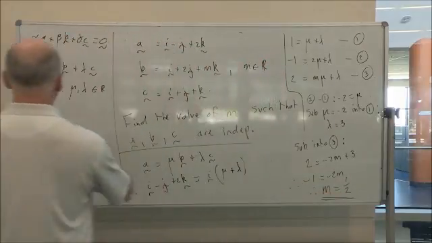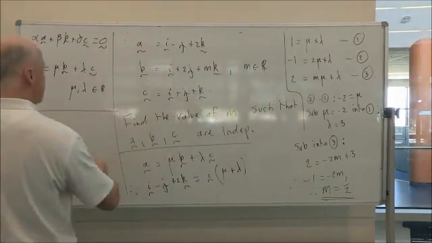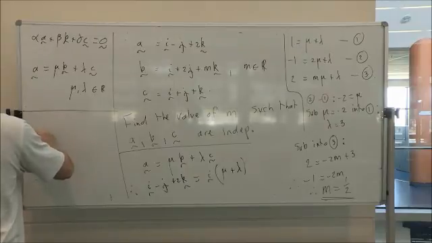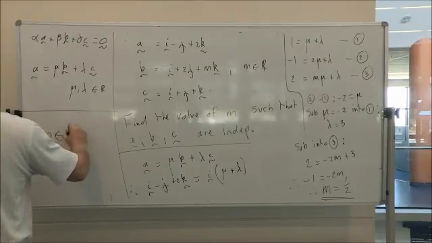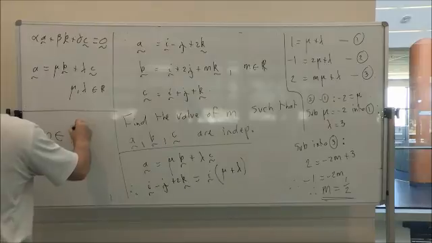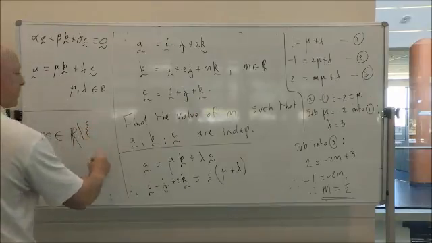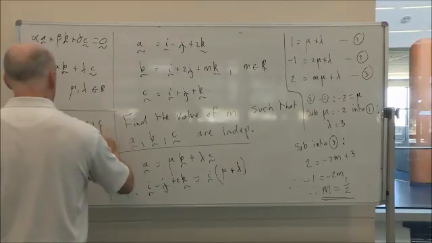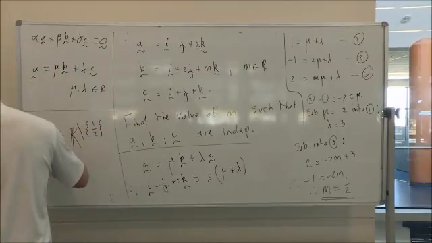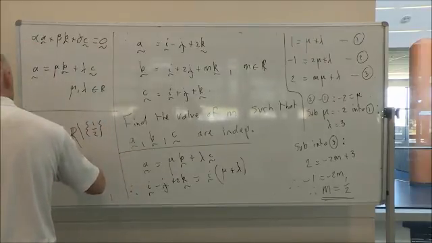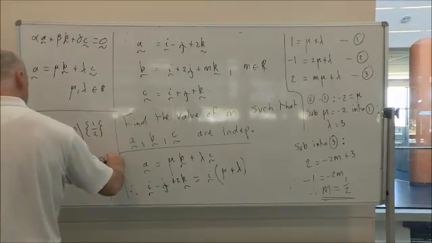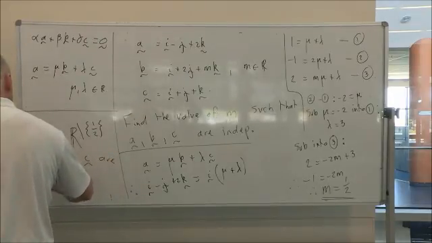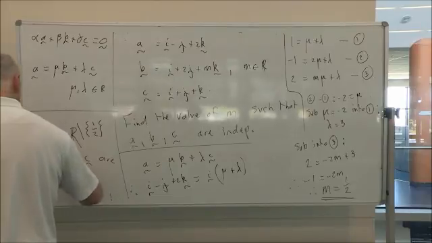So my answer will be: m can be any real number except for 1/2, if A, B, C are linearly independent.